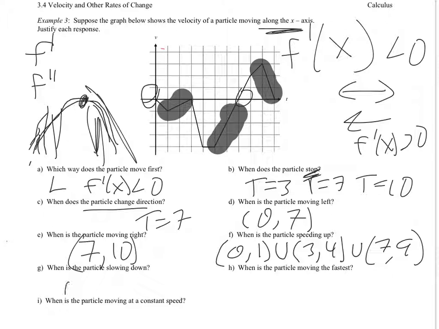So from 1 until 3, and from 5 until 7, and then from 9 until 10. Notice it's skipping in between these, though this one's a little weird, right? That's where the velocity is constant.